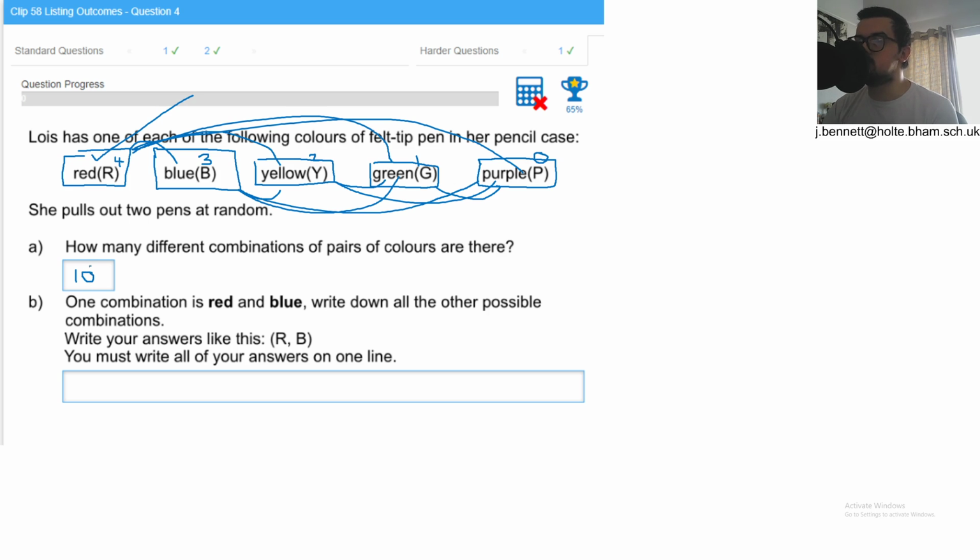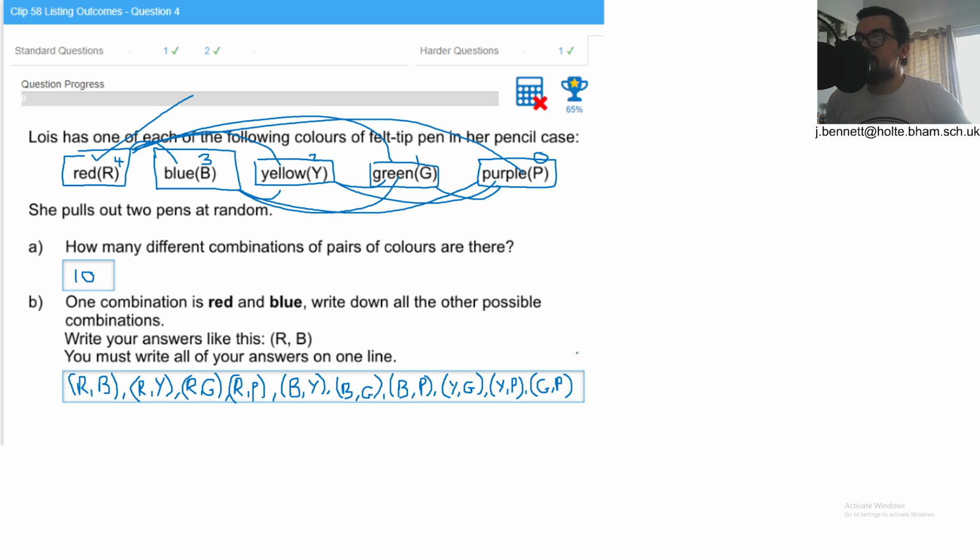One combination is red and blue. Write down all the possible combinations. Your answer must look like this. I'm going to pause it because we've already gone through all the different combinations, and write them out because it would be quite monotonous to watch me write them all out. I'll come back to you once I've done it all and I'll explain what I've put. Back in a second.